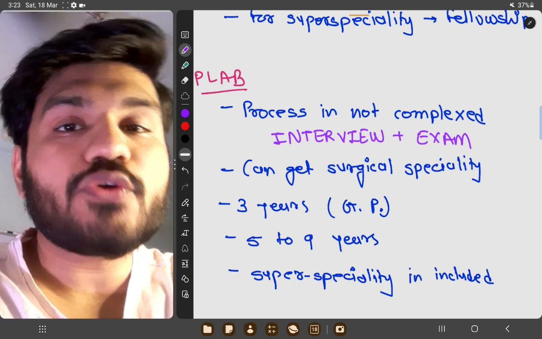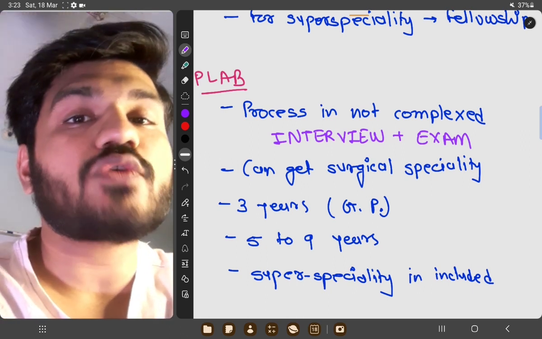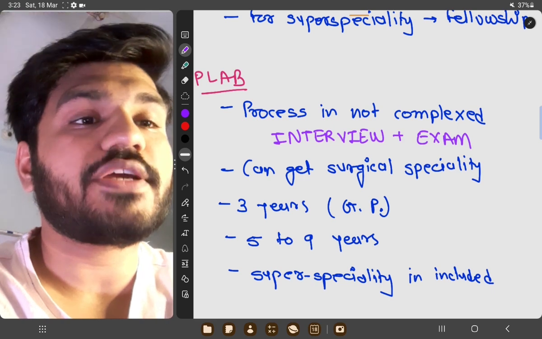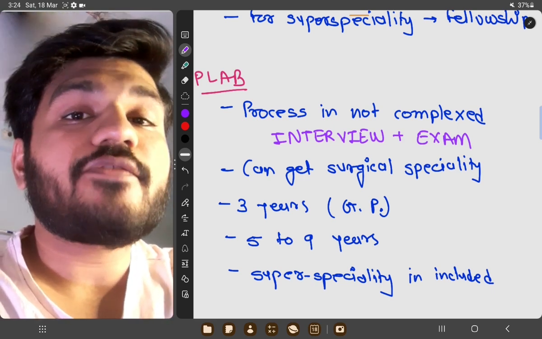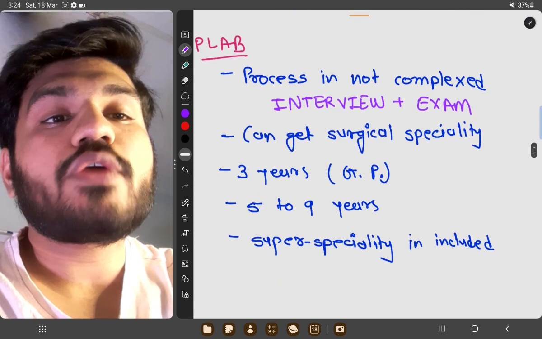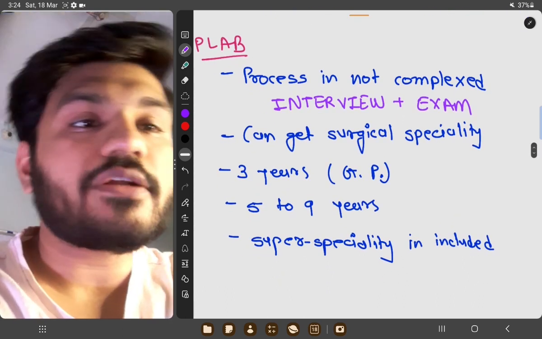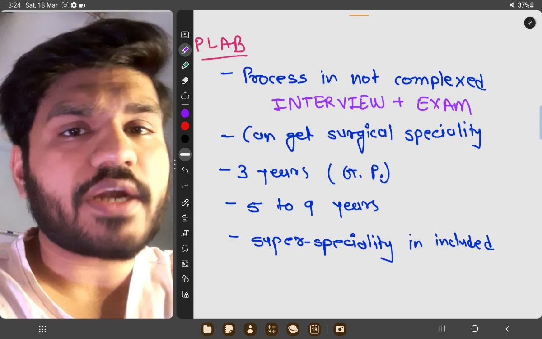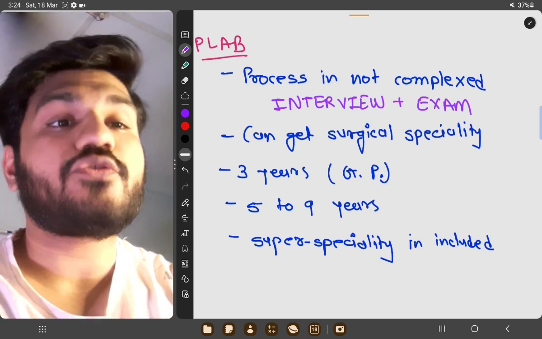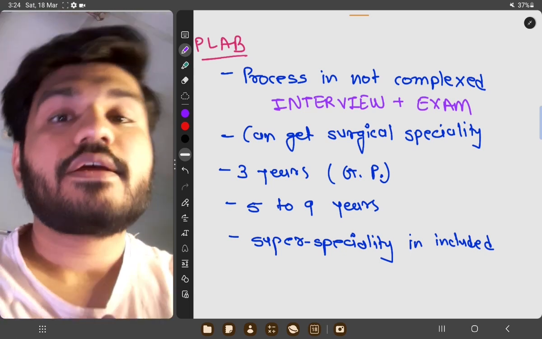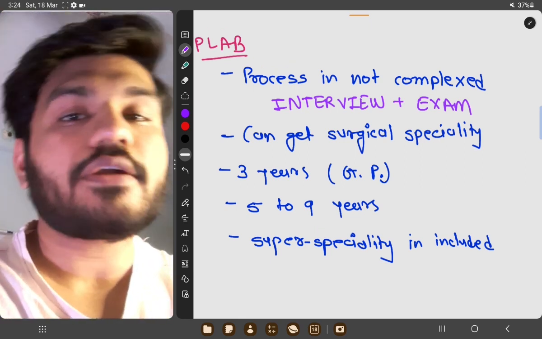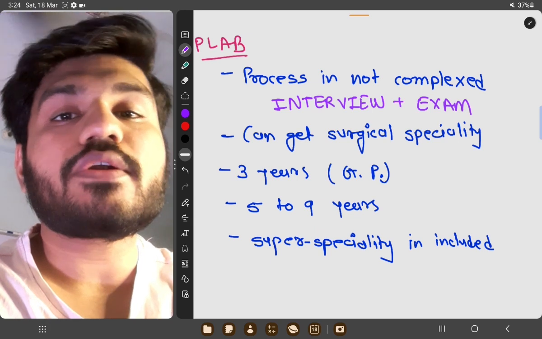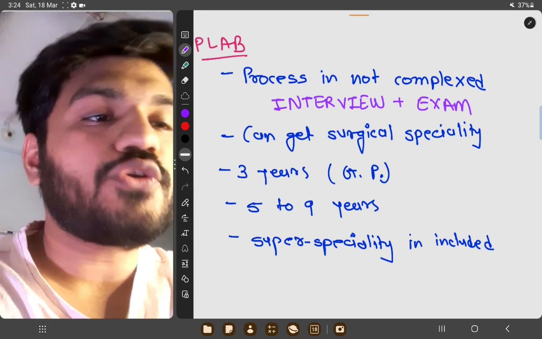The duration of residency in the UK varies from 5 to 9 years. There is only one specialty that you can do for 3 years, that is general practitioner. But if you want to go into radiology, internal medicine, or the surgical field, whatever it is, it varies from 5 to 9 years. So it is kind of longer than USMLE. That can be a plus point for USMLE, that it is shorter and you can get over with your residency so much sooner than the UK.